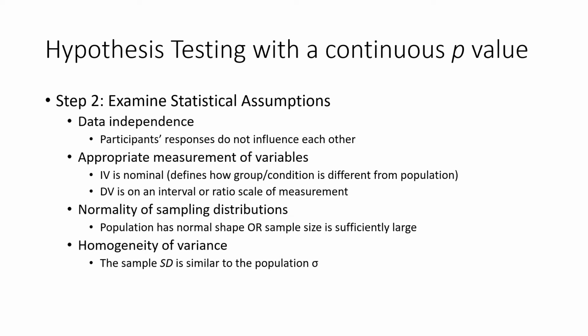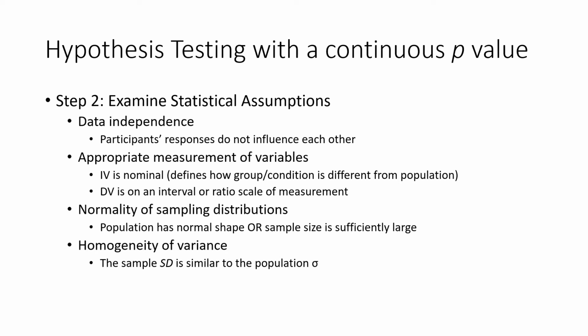The normality of sampling distributions assumption relates back to the central limit theorem that we talked about previously. The population of estimated salaries should have a normal shape, and there is good reason to believe that it would have a normal shape in this case. The other way that we can satisfy this assumption is if the sample size that we're using is sufficiently large.